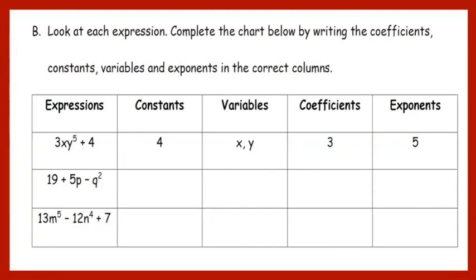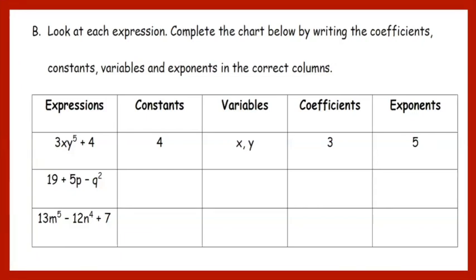Why is 4 the constant? Because the constant is always the number that stands alone. Variables are always the letters. So our variables here are x and y. Our coefficient here is 3 because the coefficient is always the number in front of the letters, or the number in front of the variable. And the exponent, like we would say, y to the power of 5, so 5 is our exponent. So let's try these two.